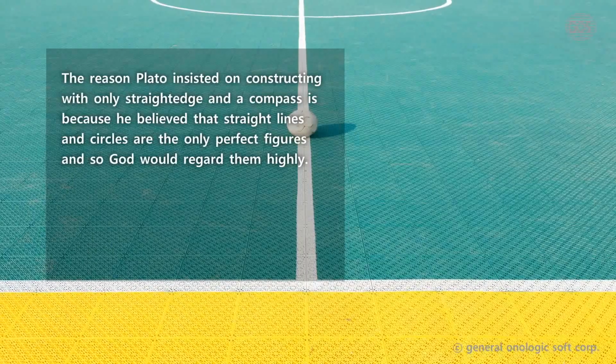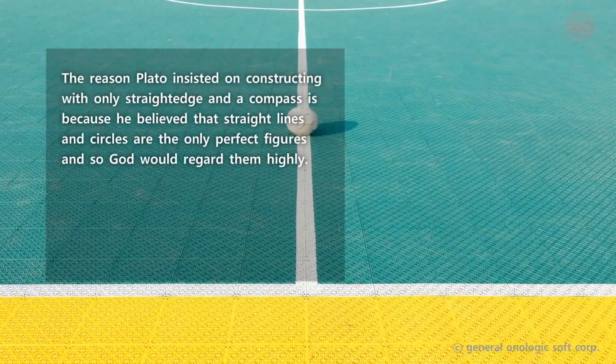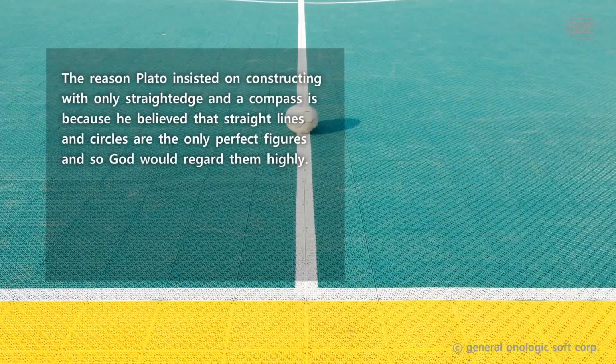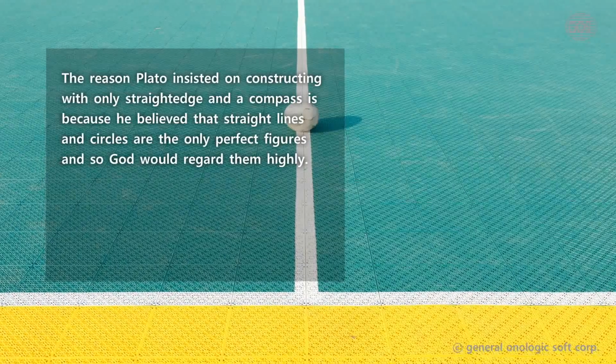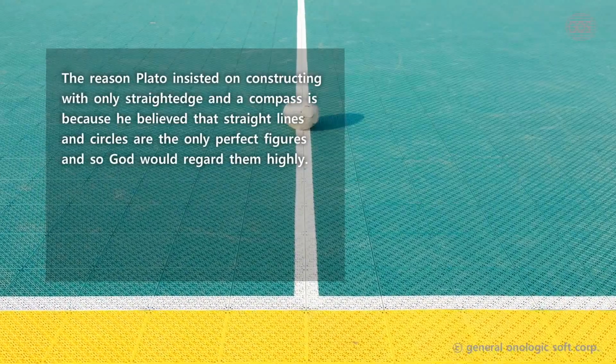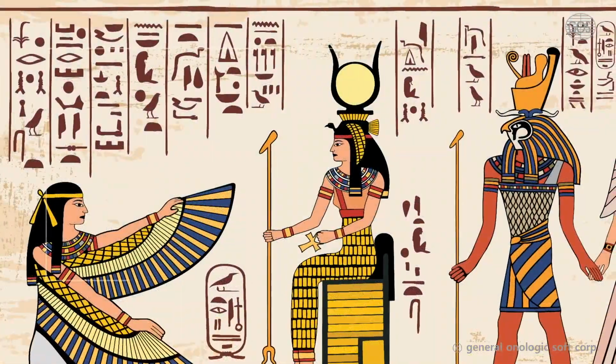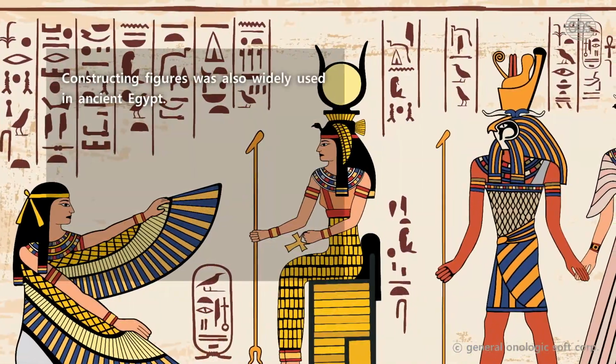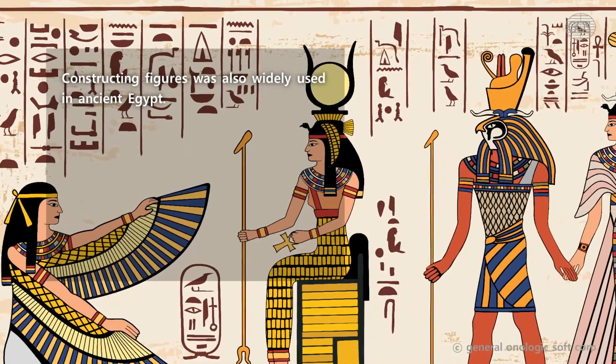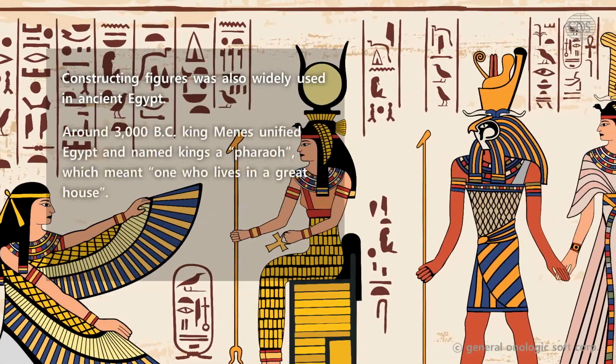The reason Plato insisted on constructing with only straight edge and a compass is because he believed that straight lines and circles are the only perfect figures, and so God would regard them highly. Constructing figures was also widely used in ancient Egypt.